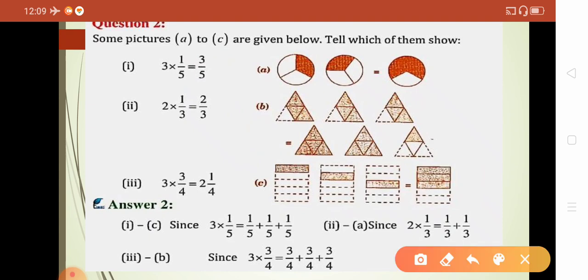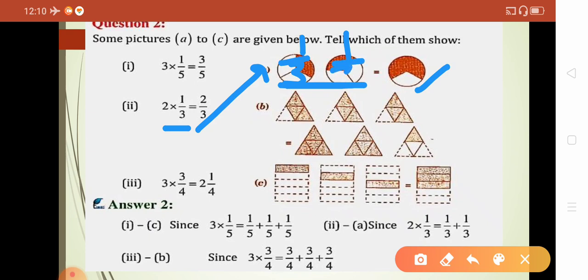Next, 2 multiply 1 by 3 is equal to 2 by 3. That means how many parts should be there? 3 parts. So here 2 multiply 1 by 3 and the answer is 2 by 3. So the part is this, because 1 by 3 part is there and 1 by 3 part is there. So total is 2 by 3.